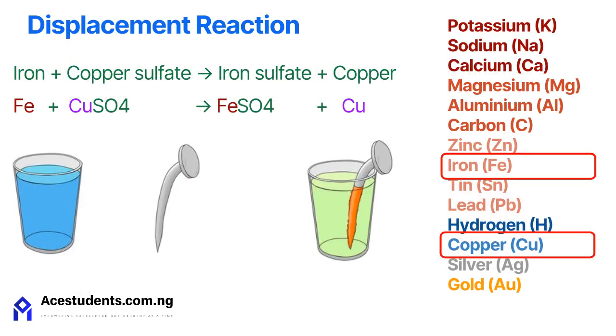Let's look at an example. When an iron nail is placed in a blue copper sulfate solution, the blue color fades and brown copper forms on the nail. This happens because iron is more reactive than copper.